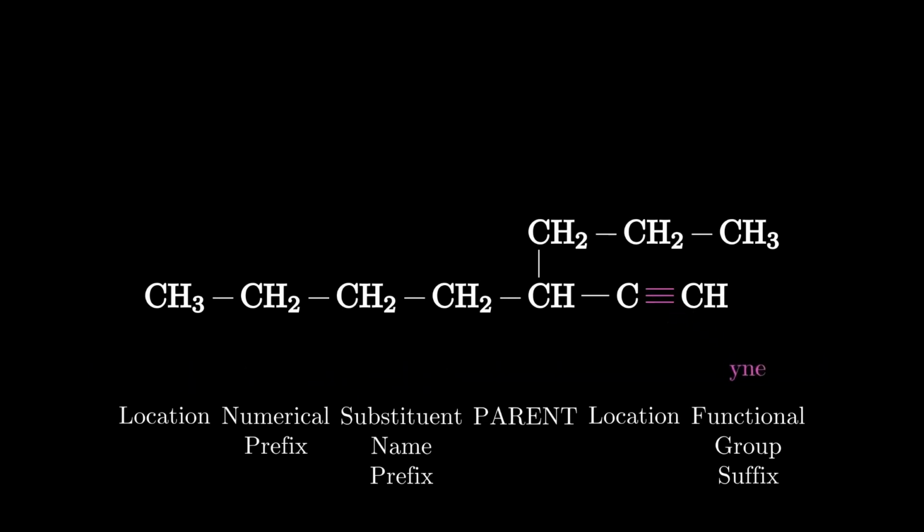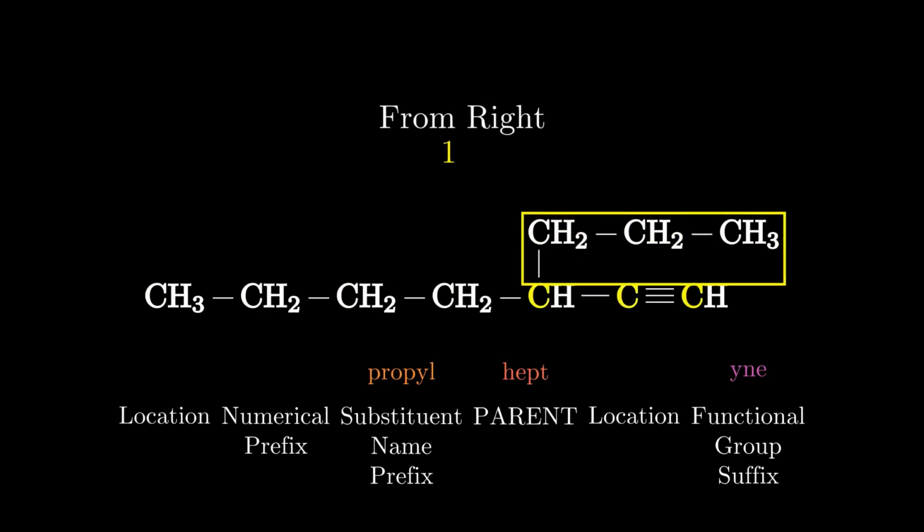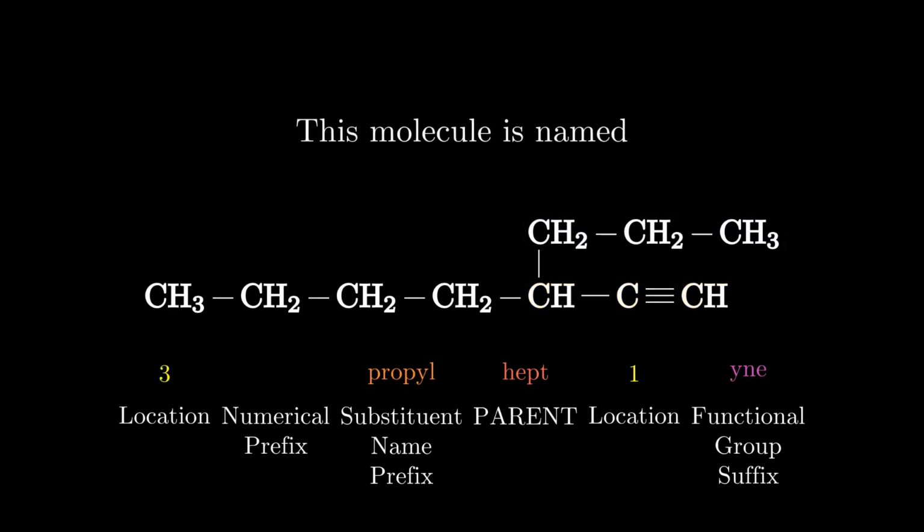So the triple bond is the "yne" functional group, the parent was already identified as hept, and there is also a propyl group on the molecule. With the triple bond all the way on the right, we're going to number from that direction to ensure it gets the lowest number which it can, which is 1, and the propyl group will get a 3. Now we have all the information we need in order to generate the name, and when we put it all together, we get 3-propylhept-1-yne.